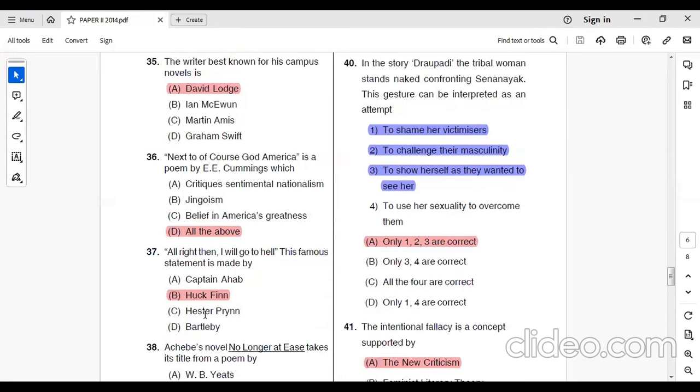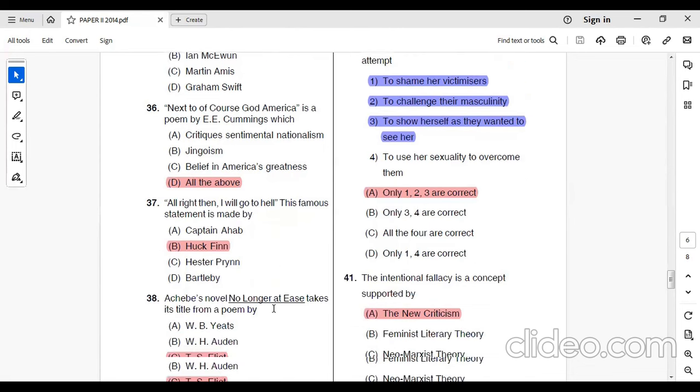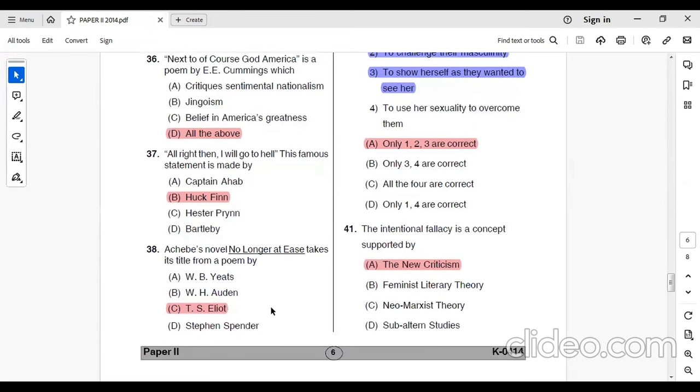Question number 37. All right then, I'll go to hell. This statement is made by Huck Finn. It's made by Huck Finn. And this is with reference to Mark Twain's famous novel, The Adventures of Huckleberry Finn. This statement has been taken from Mark Twain's famous novel, The Adventures of Huckleberry Finn. Question number 38. Chinua Achebe's novel, No Longer at Ease, takes its title from a poem by T.S.